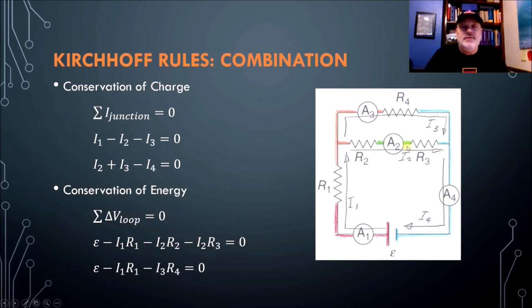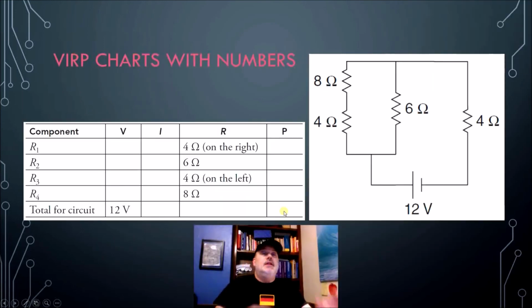in series. If we go around the outer loop, we can see that it's EMF minus I1 R1 minus, in this case, I3 R4, and that must add up to 0. All right, now that's a lot of stuff really quickly, and it's a lot of stuff to keep track of.